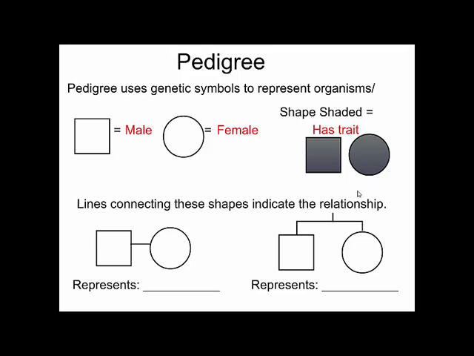The lines connecting the shapes indicate the relationship. So if there's one straight line between a square and a circle, that represents a mating pair. It could also represent marriage, but typically we say it represents a mating pair.